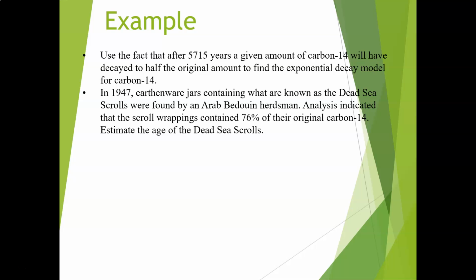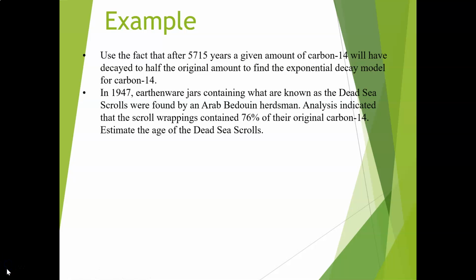So, in 1947, earthenware jars containing what are known as the Dead Sea Scrolls were found by an Arab Bedouin herdsman. Analysis indicated that the scroll wrappings contained 76% of their original carbon-14. Estimate the age of the Dead Sea Scrolls. Another good example. Have a go at that one.